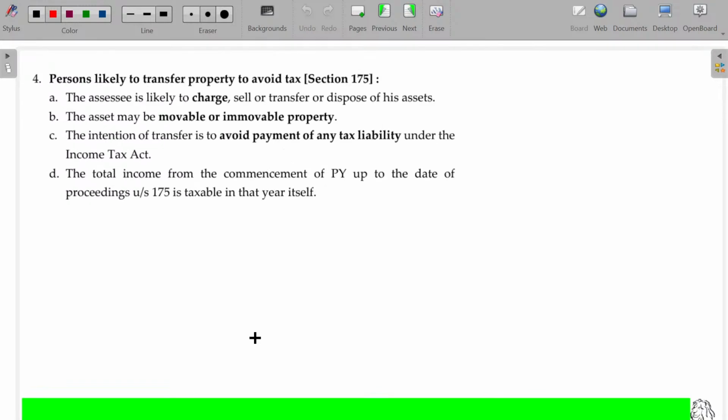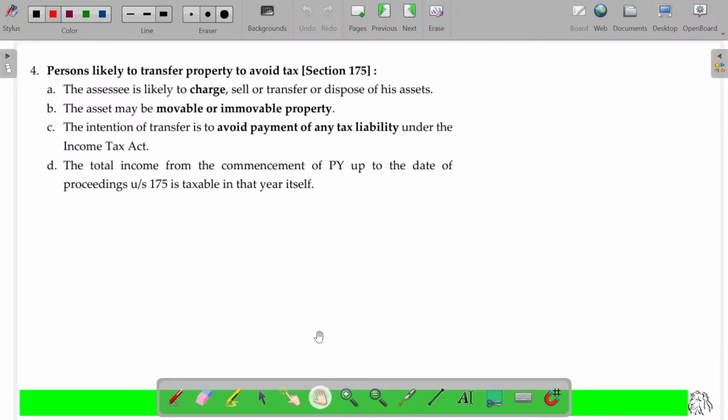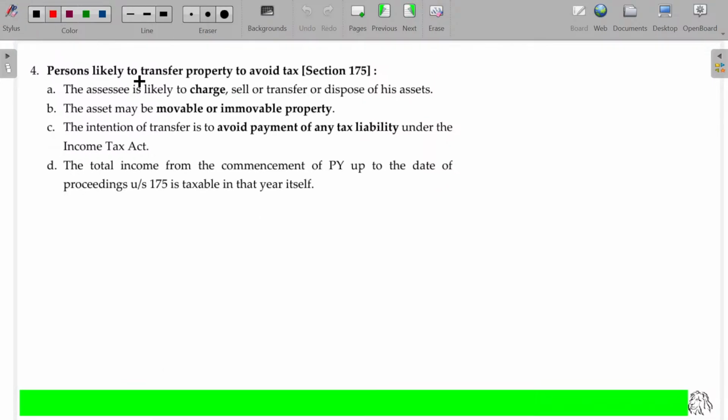Now, the fourth one is all about a person likely to transfer property to avoid the tax. Avoiding tax is cheating. Avoiding tax is cheating. Clear? So we should not allow him to cheat on the tax. If the assessing officer comes to know there may be violation or cheating of the tax payment to the government, immediately call that person, calculate the taxable income and make him pay the tax immediately on the spot itself.